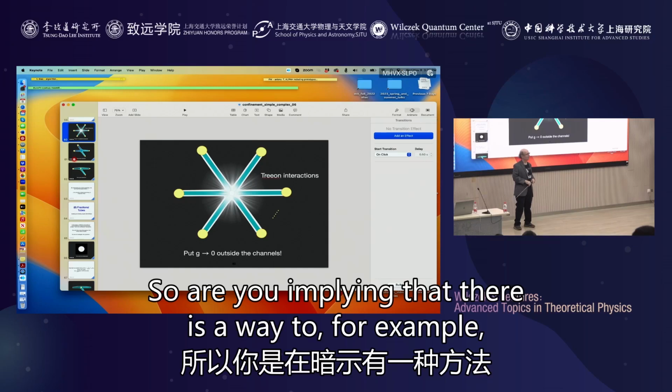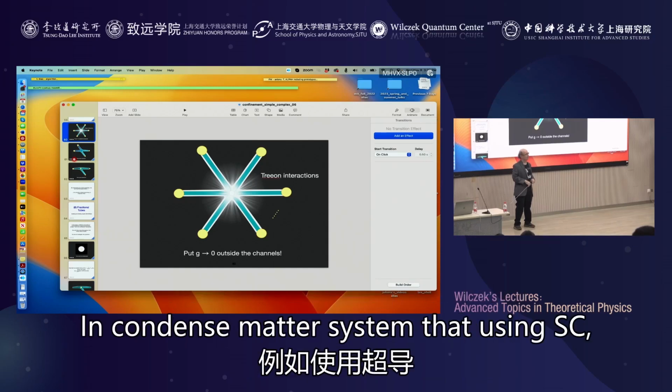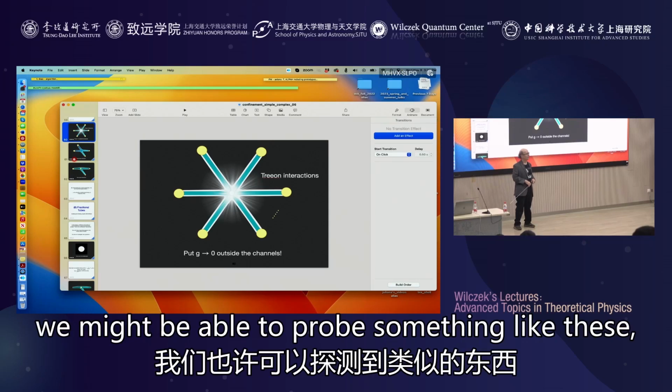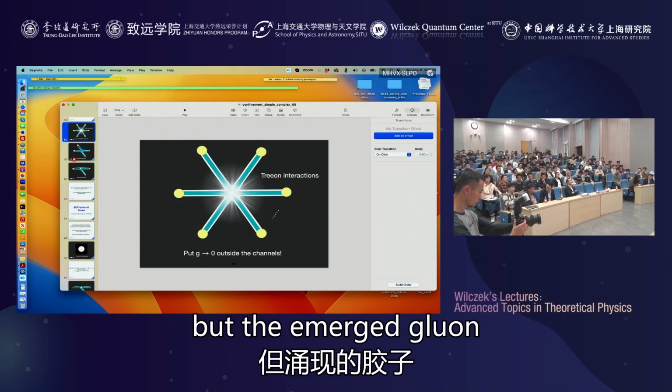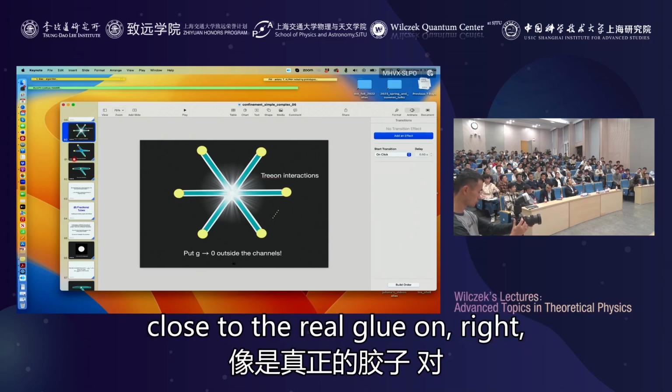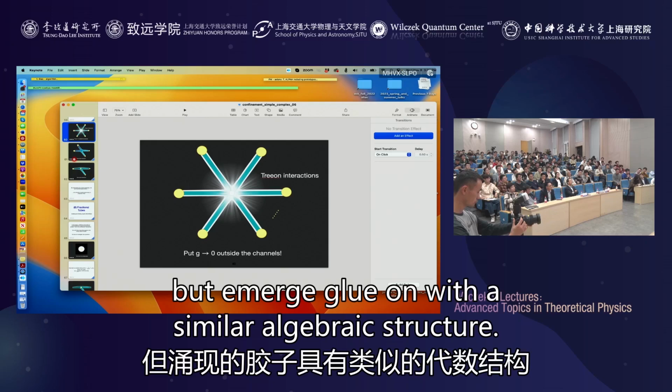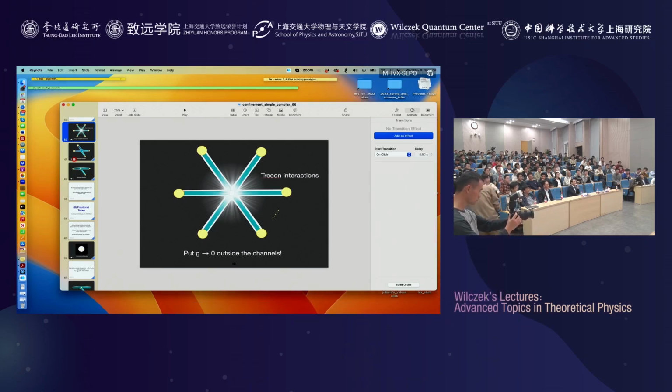So are you implying that in a condensed matter system, using a superconductor, we might be able to probe something like this, maybe not exactly the real gluon, but an emergent gluon close to the real gluon, with a similar algebraic structure? Yes. The similar physical phenomenon of forming inside a superconductor.